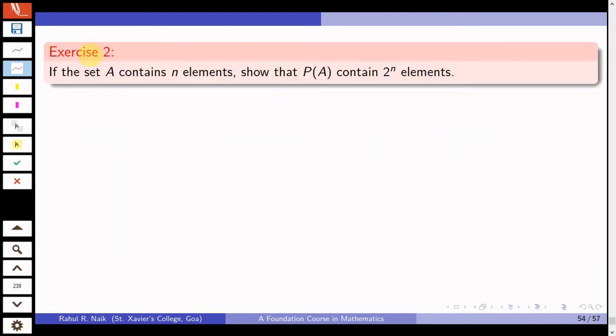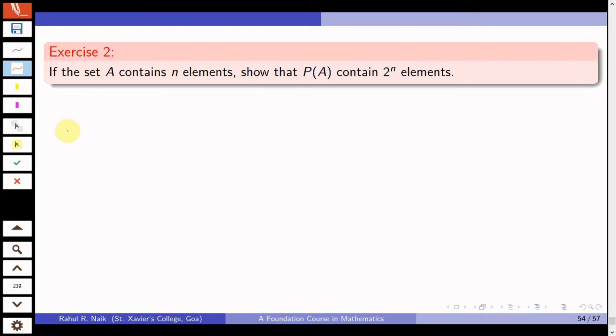A very important theorem, one could say, regards the finite number of elements in A. If A contains finitely many elements, say n, then its power set will contain 2 raised to n elements. So, how do we show this? Since this n varies over finite natural numbers, we can use the principle of mathematical induction.